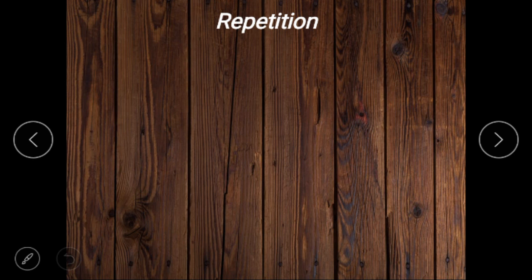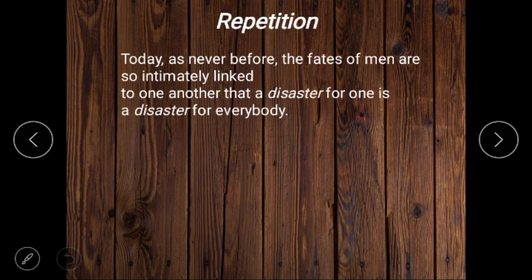Now let's learn the first figure of speech. It's repetition. You can understand from the name itself that it's used in verses when we want to repeat a particular word. Now let's read the first one. Today as never before, the fates of men are so intimately linked to one another that a disaster for one is a disaster for everybody.